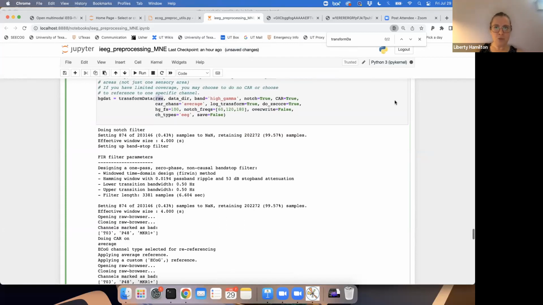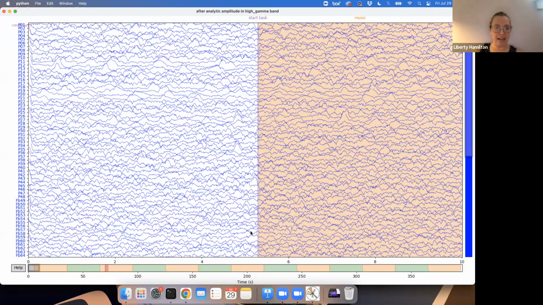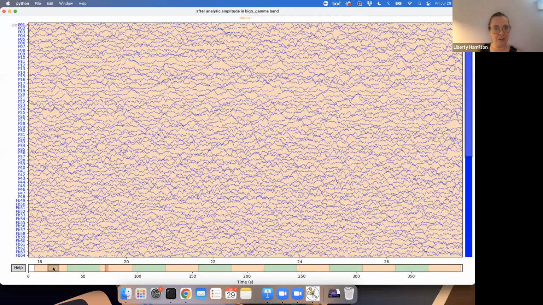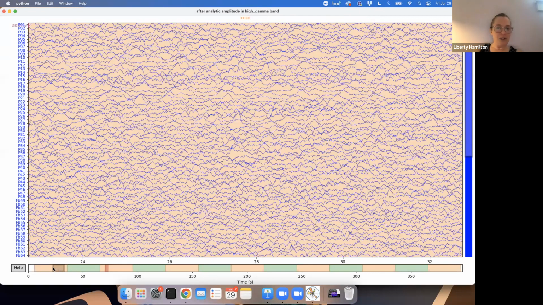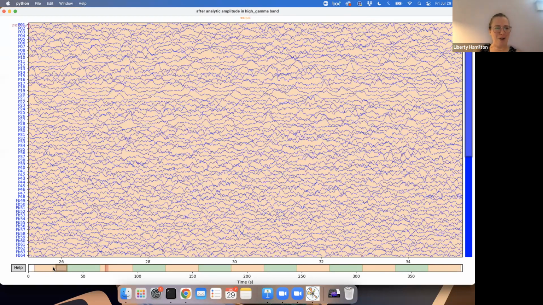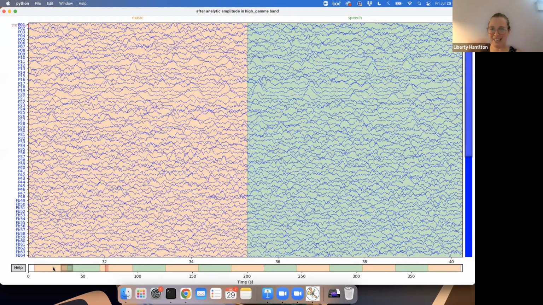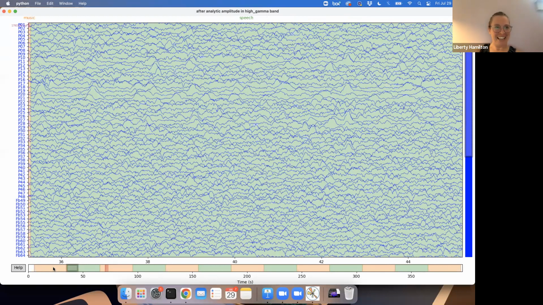Okay. So now it has popped up a window of what the high gamma activity looks like. And this is actually very different from what we saw before, right? So this looks quite different from the original intracranial EEG signal. And I will tell you, just based on my own knowledge of what this looks like, this looks normal for high gamma. This is now an envelope of a signal.